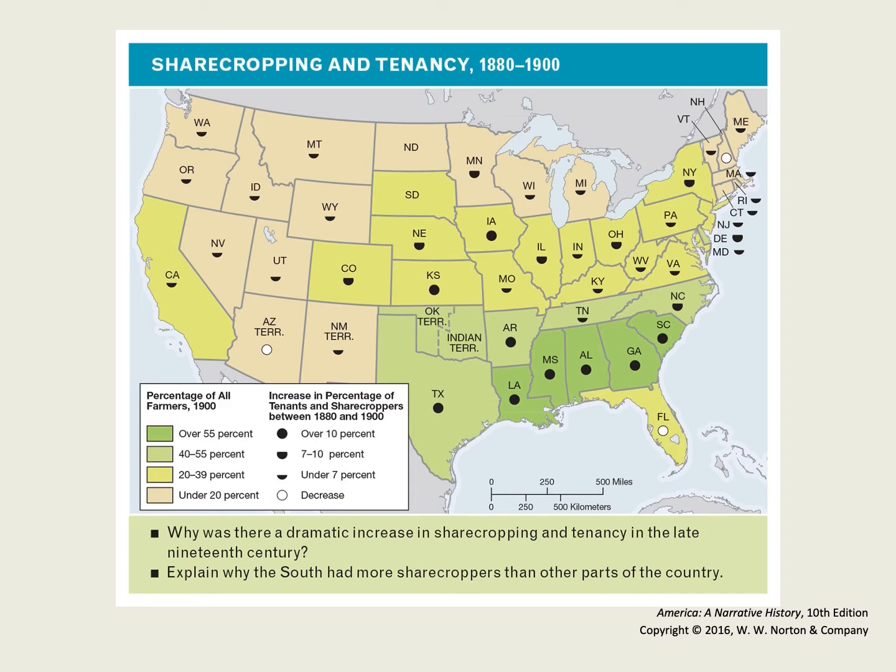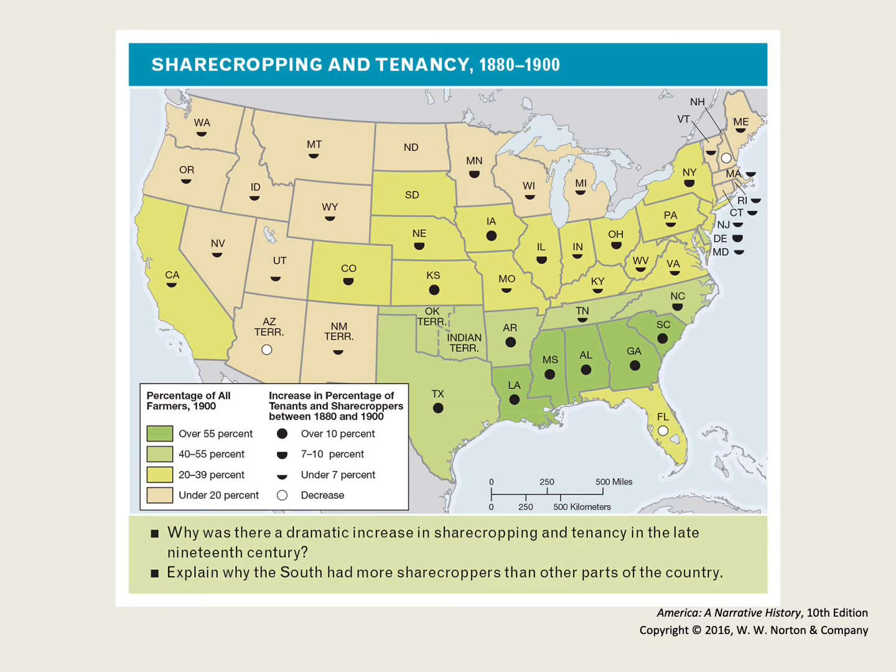This is the map I promised you. This is showing sharecropping and tenant farming from the 1880s to 1900 throughout the United States. The color of each state represents the percentage of all farmers in that state who are engaged in tenant farming or sharecropping. The dark green is over 55%, and you can see that in the deep South there: Louisiana, Mississippi, Alabama, Georgia, and South Carolina. The slightly lighter green is 40 to 55%, and that includes Texas.